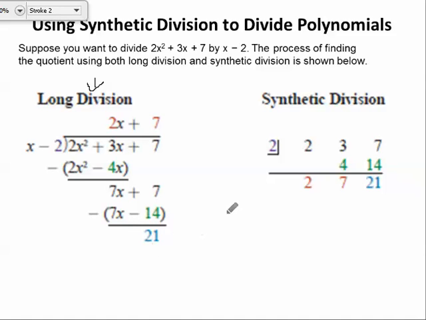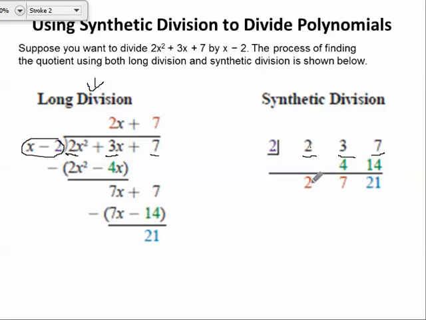What I'm going to do for synthetic division is I'm going to take the coefficients of each one of these numbers, the 2, the 3, the 7, and that's what I write down, 2, 3, and 7. I'm going to put in this little box over here the number 2. Why? Because that's what we're dividing by, x minus 2. We're going to find out if 2 is a factor of it or not.